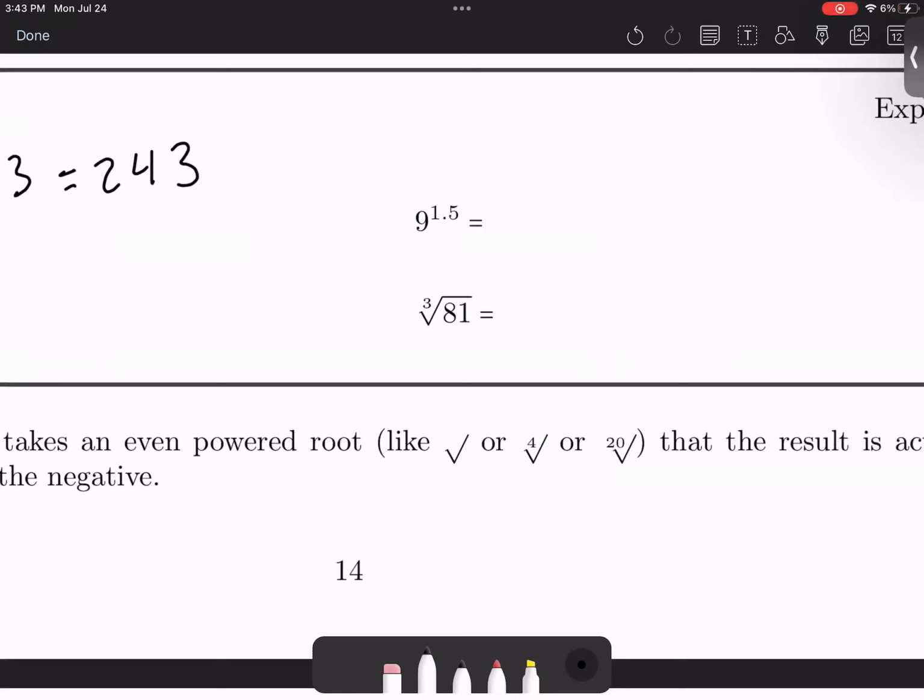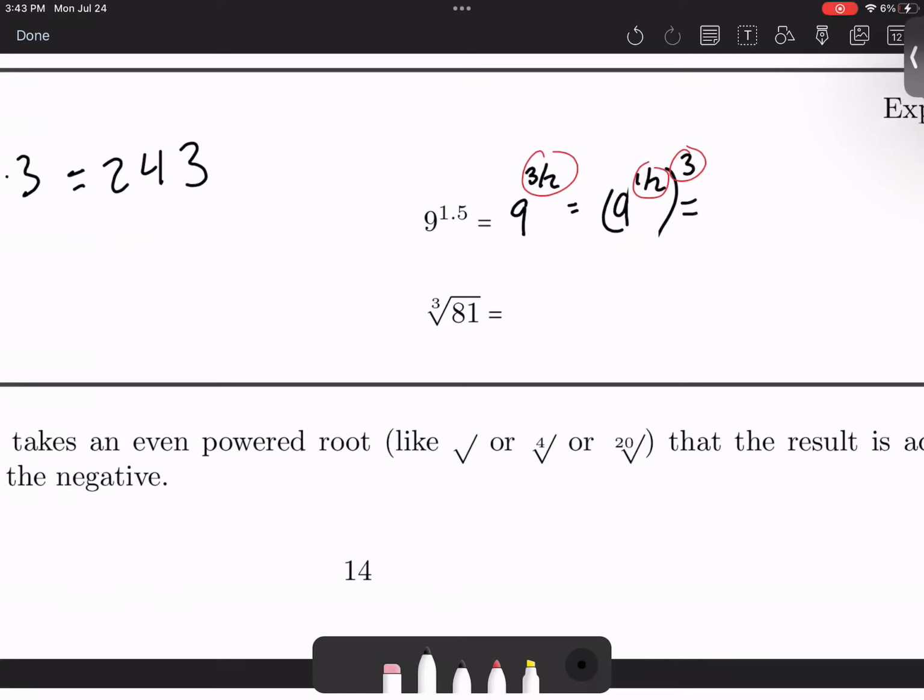Here, 9 to the 1.5. I'm going to rewrite this as 9 to the 3/2. 1.5 is equal to 3/2. I'm then going to use the fact that I can iterate my powers. So instead of taking 9 to the 3/2, I can take 9 to the 1/2 first, and then raise it to the 3, right? Because whenever I iterate these powers like this, then I multiply them and I get 3/2.